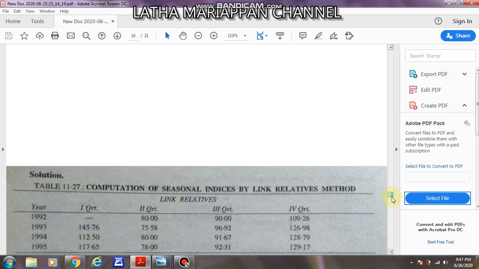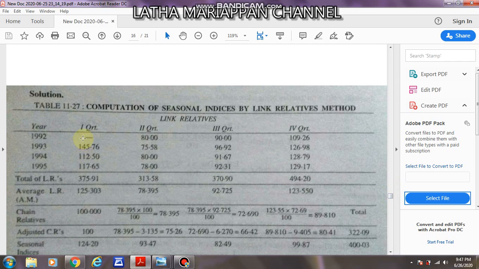I will show you the computation table. See here, the first one is nil. We are finding 1992. The first one is nil because we don't know the 91 data. The second quarter is 80, the third quarter is 90 and the fourth quarter is 109.26. Similarly, you have to find out the other values.